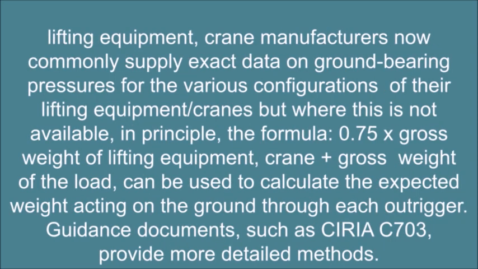Lifting equipment and crane manufacturers now commonly supply exact data on ground bearing pressures for the various configurations of their lifting equipment and cranes, but where this is not available, in principle, the formula 0.75 multiplied by the gross weight of the lifting equipment crane plus the gross weight of the load can be used to calculate the expected weight acting on the ground through each outrigger. Guidance documents, such as CIRIA C703, provide more detailed methods.